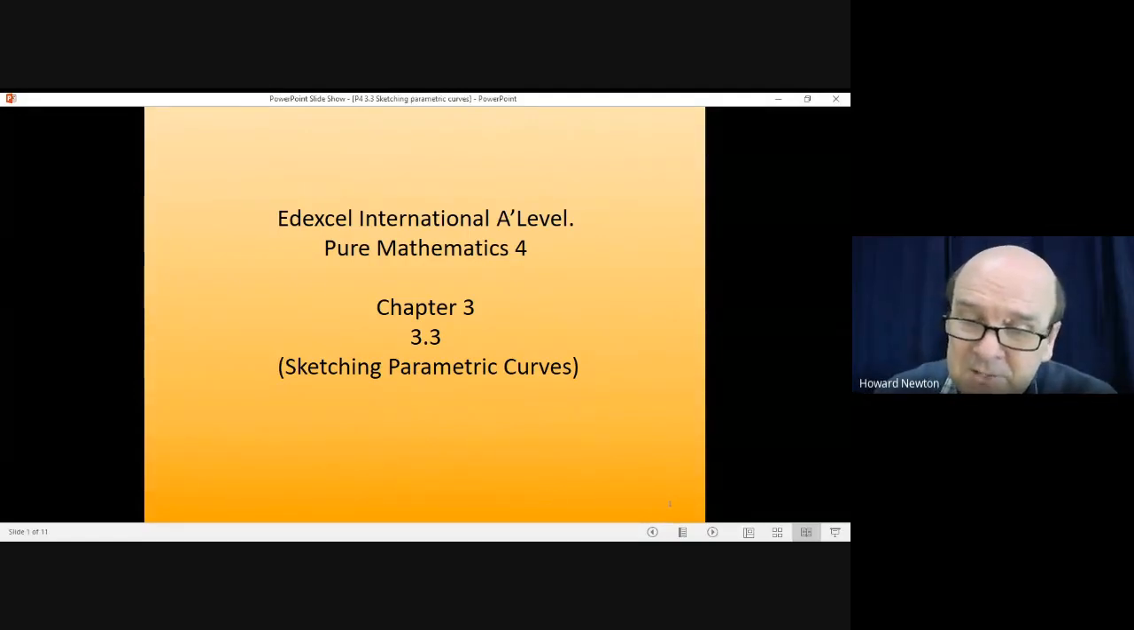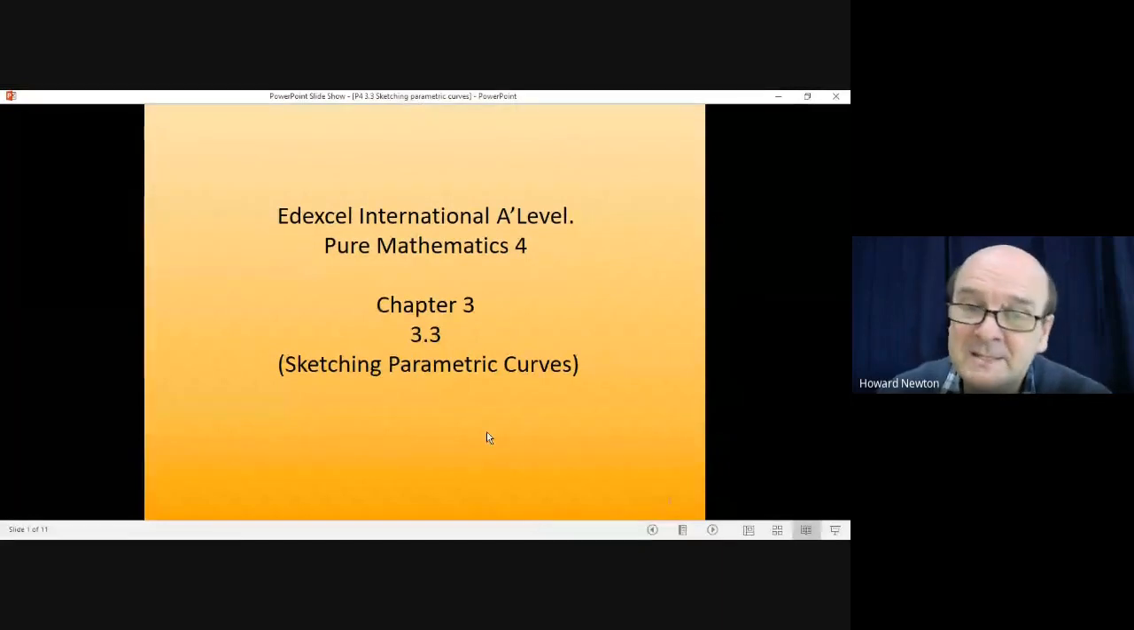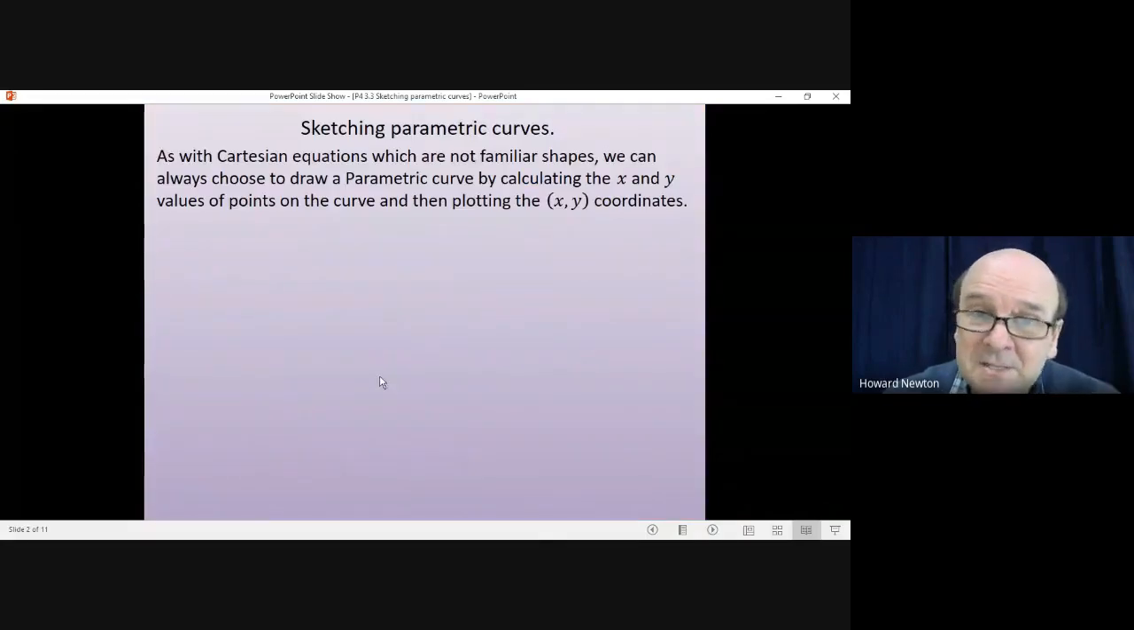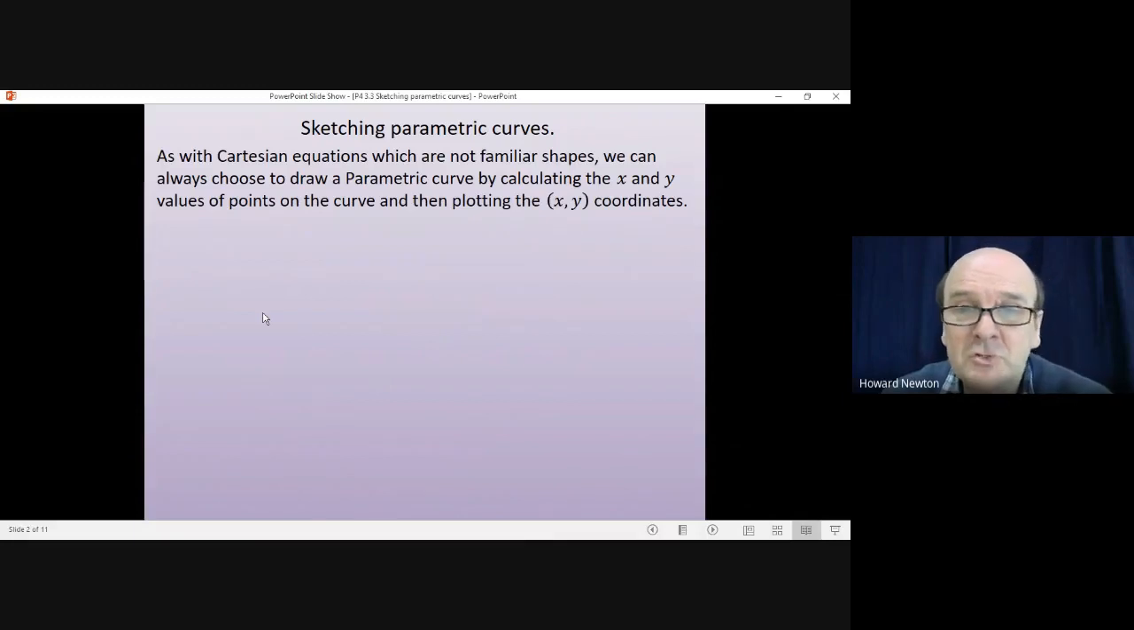Now, the method for sketching parametric curves is basically identical to the method that you'll have used in the past for sketching any curve. As with Cartesian equations, which are not familiar shapes, we can always choose to draw a parametric curve by calculating the x and y values of points on the curve and then plotting those xy coordinates. And once you've plotted the points, you join them together and you'll get the curve.